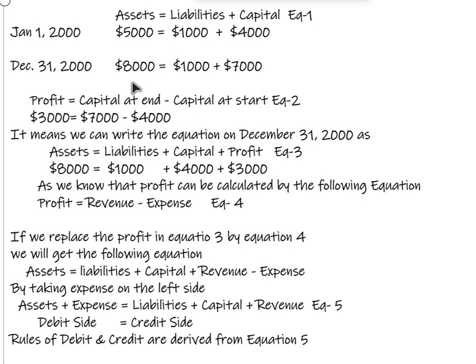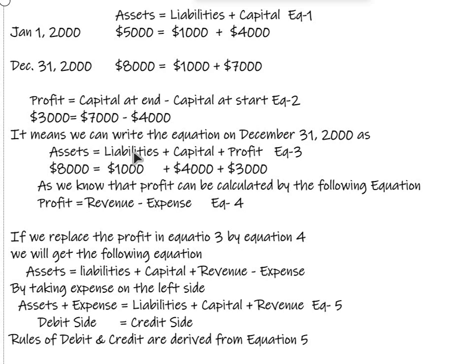By taking the difference of the value of capital on December 31st, 2000 and the value of capital on January 1st, 2000, we can derive profit. You can see in equation number 2, profit is equal to capital at end minus capital at start. That is, $3,000 is the difference of $7,000 minus $4,000. $7,000 is the value of capital at December 31st and $4,000 is the value of capital on January 1st, 2000.